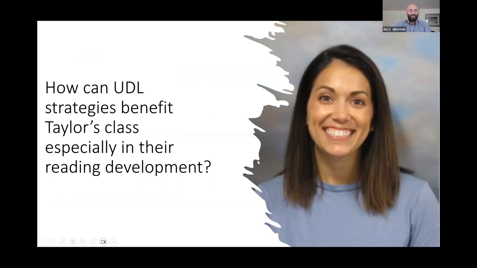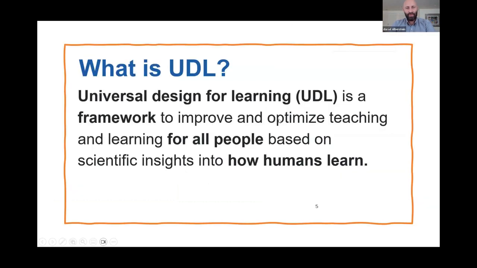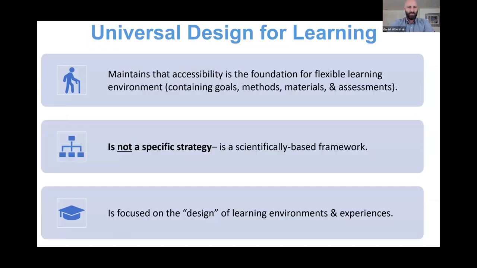So she's going to use UDL strategies to support the students in their reading development and also in their ability to access the curriculum. So we're going to talk a little bit about UDL, and then we'll go from there. I'm sure you guys are familiar with Universal Design for Learning, right? It's just a framework based on cognitive neuroscience for optimizing teaching and learning for all people based on how humans learn. And like we said before, reading takes part of all our different parts of our brain, and so does UDL. It's also different parts of our brain that we need to access in order to break down the barriers.